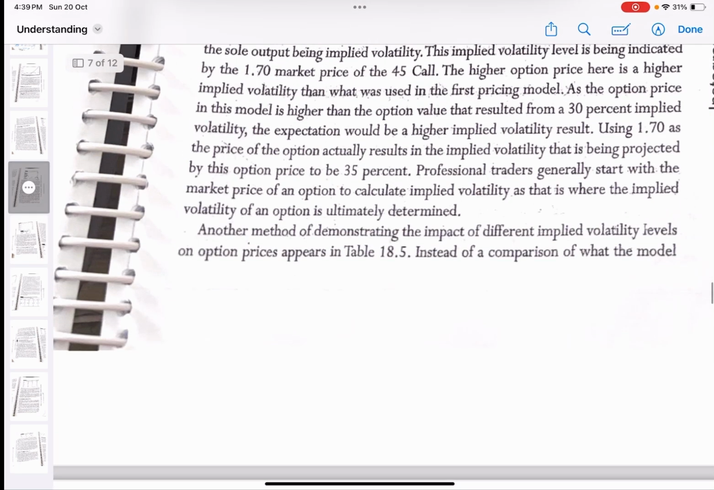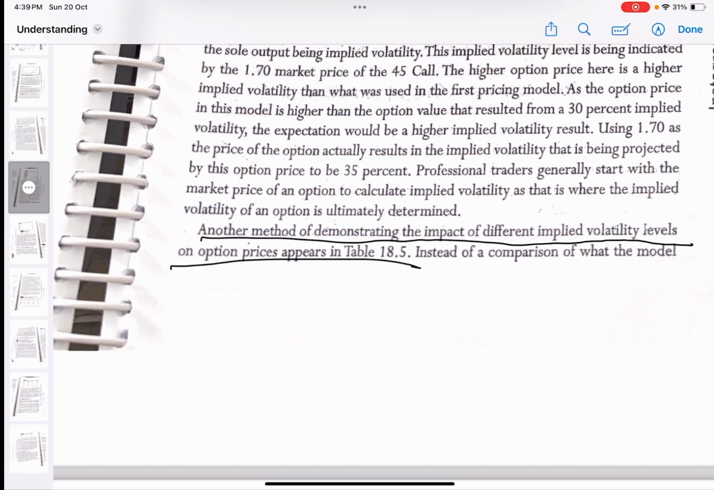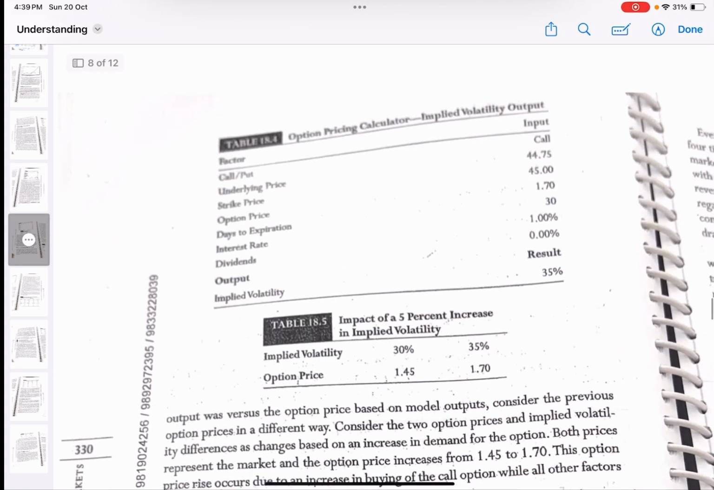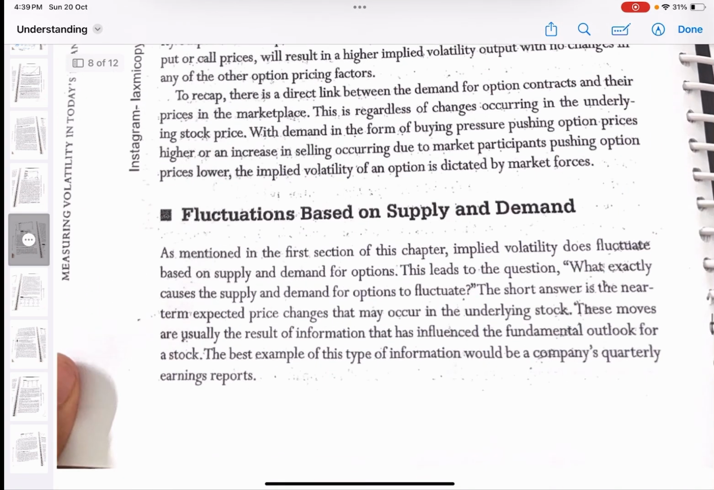Okay. Another method of demonstrating the impact of the IV is in table 18.5. Let's also look at table 18.5. So you can look at this. Let's say the implied volatility is 30%. Then in that case, this would be the option's price. You can just pause and look at it. We've just discussed this entire thing.